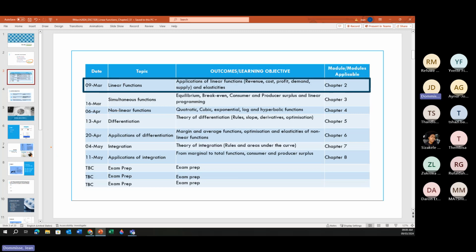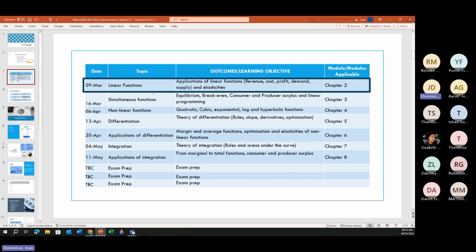Okay, so today's session, we're basically starting off with linear functions. We're only going to focus on linear functions. Next week we'll get into the use of some of the linear functions, and also simultaneous functions and equations. So today we're only looking at the theory of it, what is sitting behind it. And then next week, we will look at the practice of it.